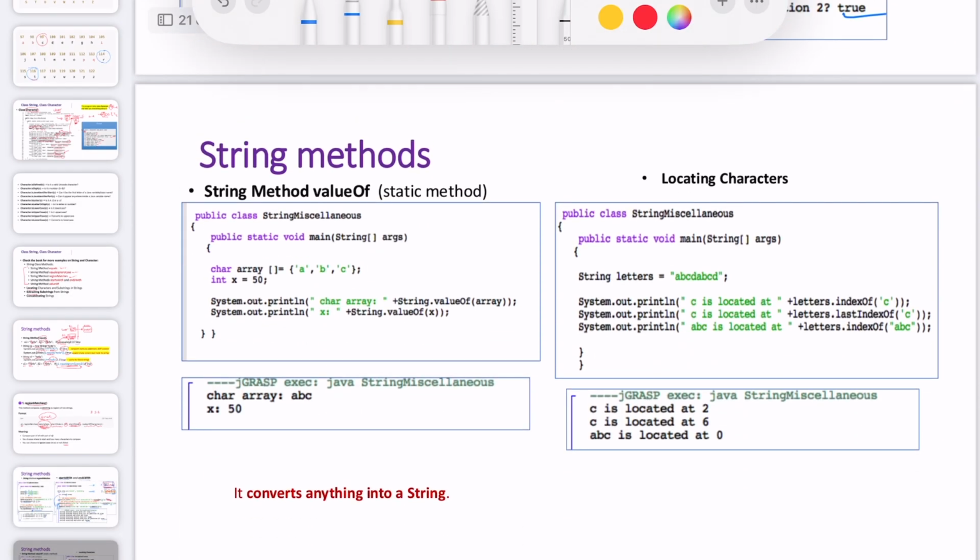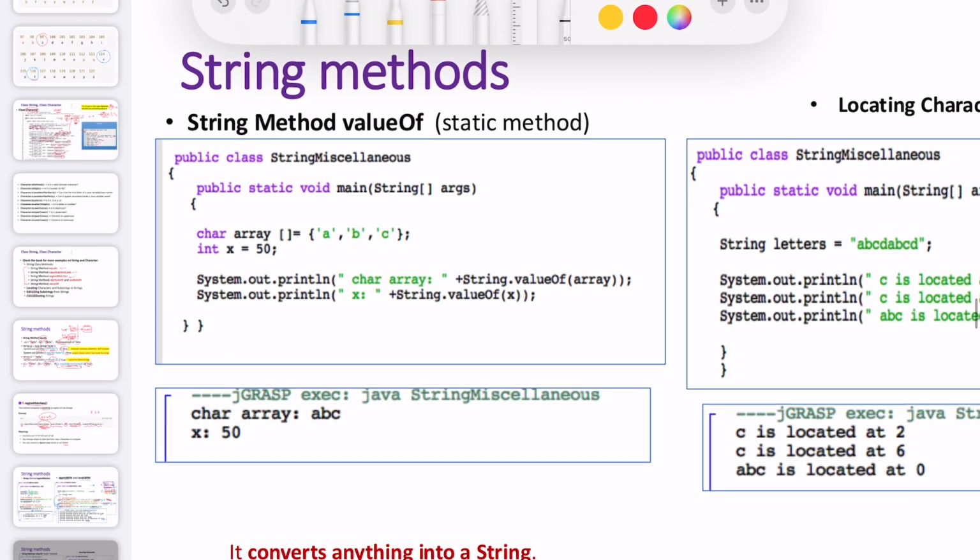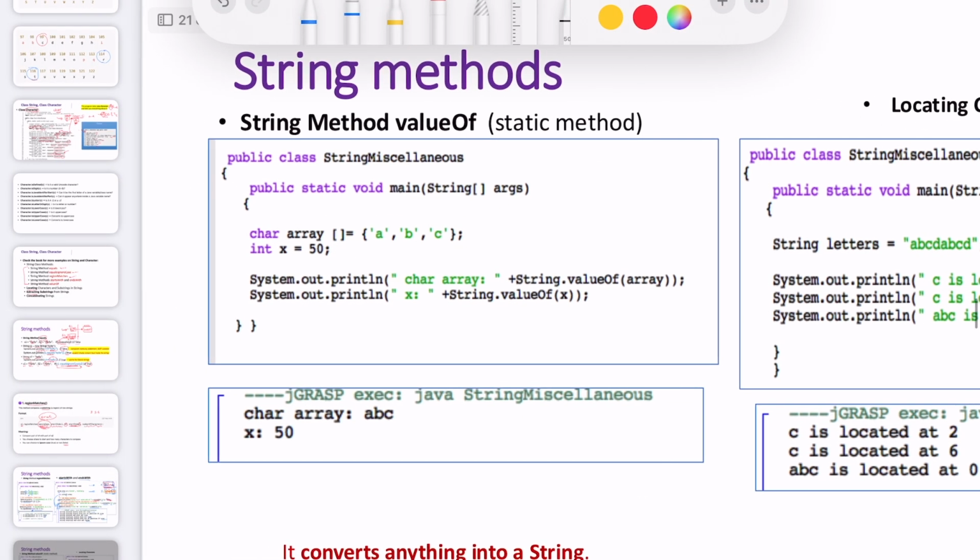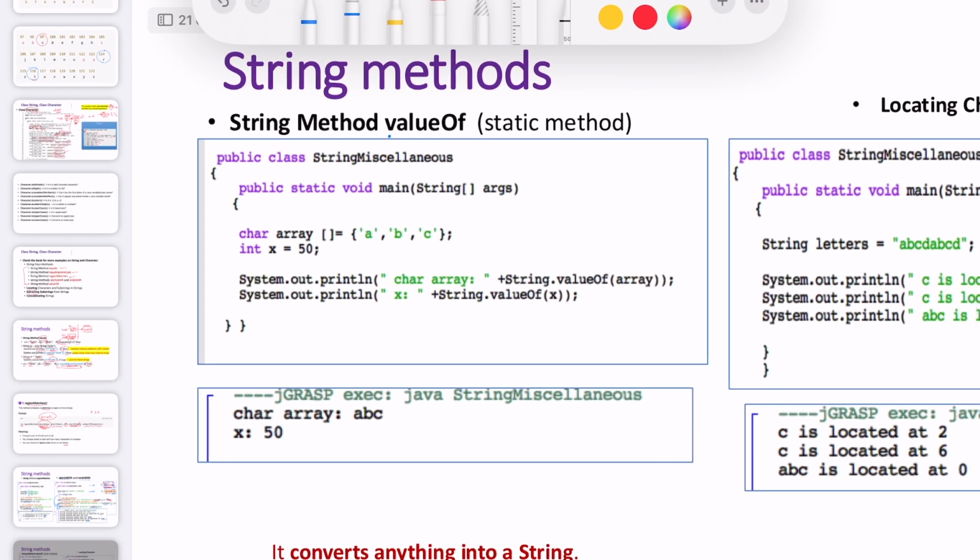Okay, valueOf. I have another method from the class String, and this method is called valueOf. And this method is also very easy. You have defined an array. This array has 3 letters, A, B, and C, 0, 1, 2. It's a character array. And you have defined X, which is 50, and it's a number.